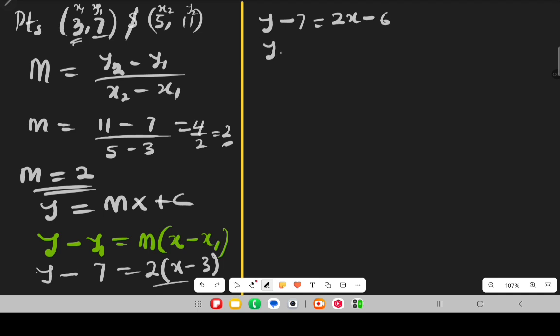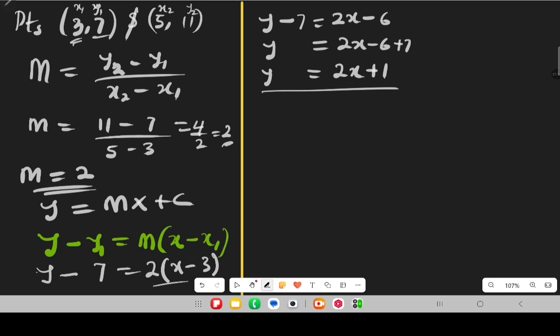Now let's make y the subject of the formula. We have y equal to 2x minus 6 minus 7; crossing the sign of equality, it becomes plus 7. Then y is equal to 2x minus 6 plus 7, which gives us plus 1, which is the same answer as the first method we used. So now this is the equation of the straight line.